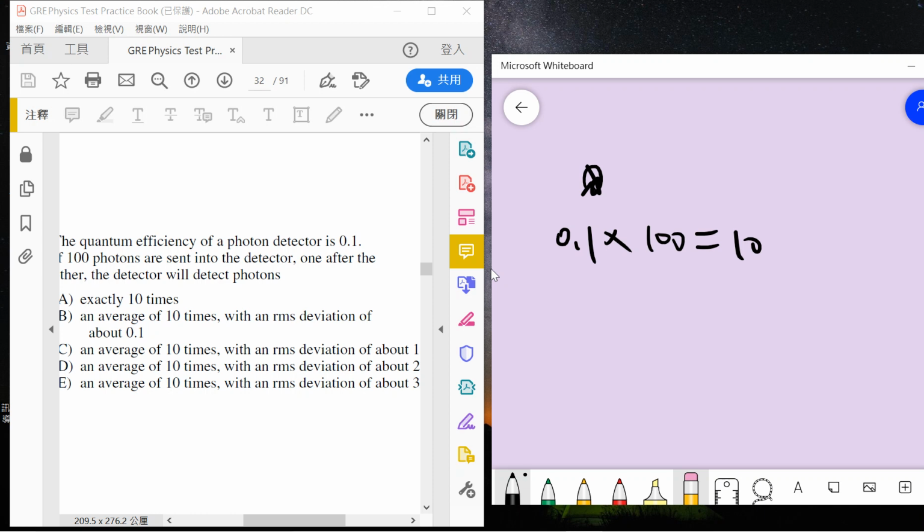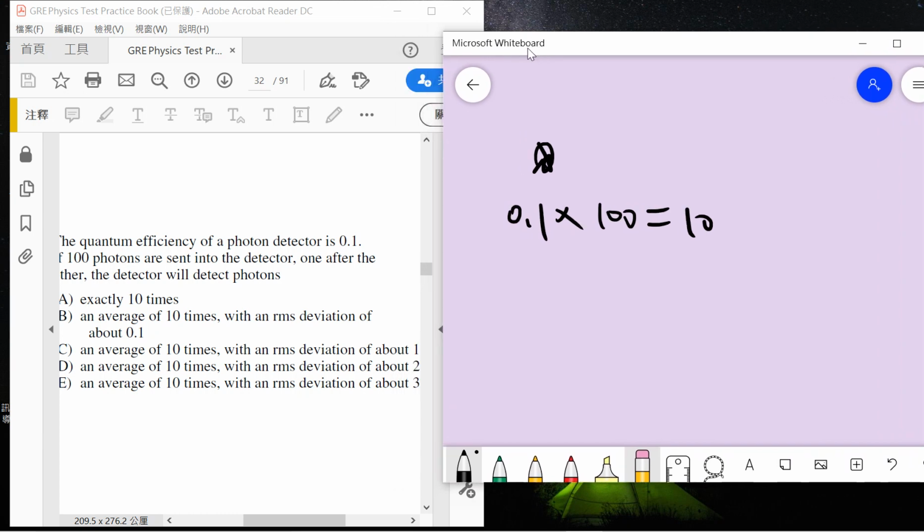But you need to find the RMS. Basically, that's the standard deviation. Okay, so to prove this is correct, you need to use the Poisson distribution, not Poisson process.